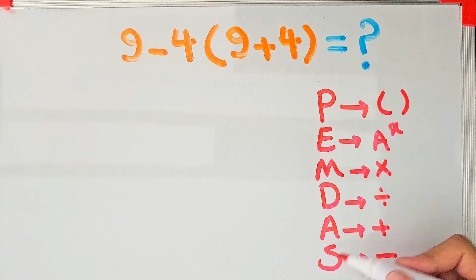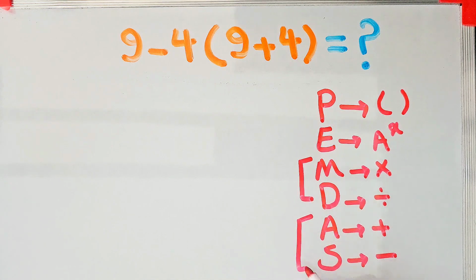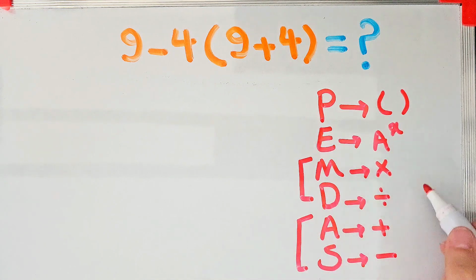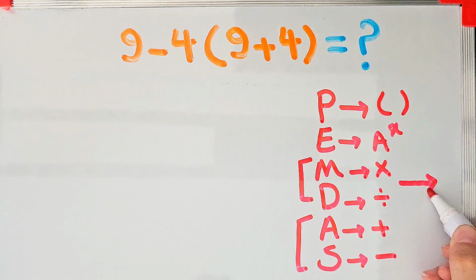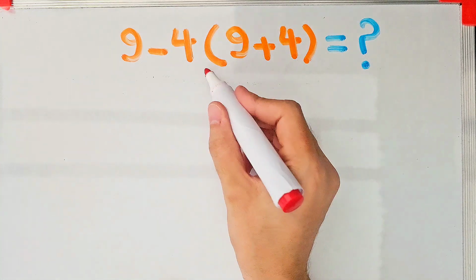In this rule, multiplication and division have the same priority. Also, addition and subtraction have the same priority. When we have multiplication or division, we start from the left and simplify. We do the same for addition or subtraction.